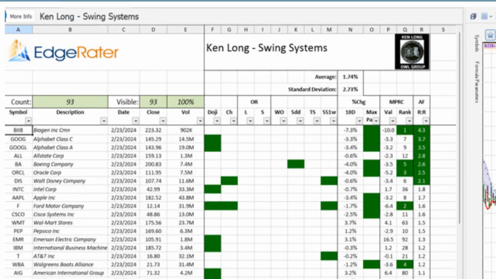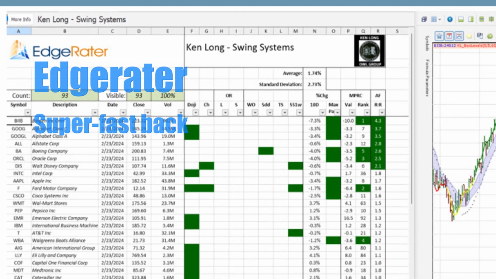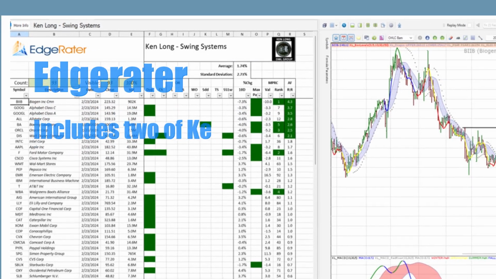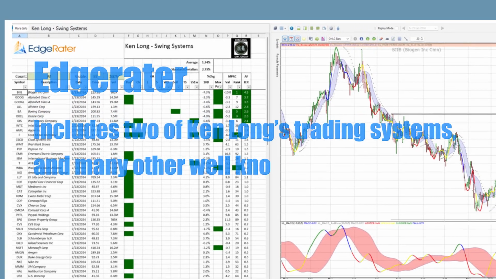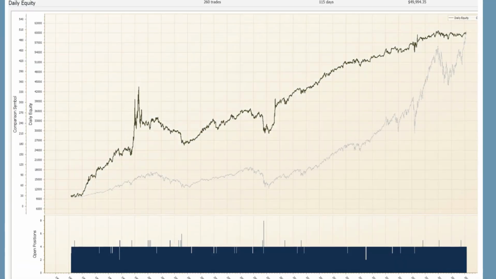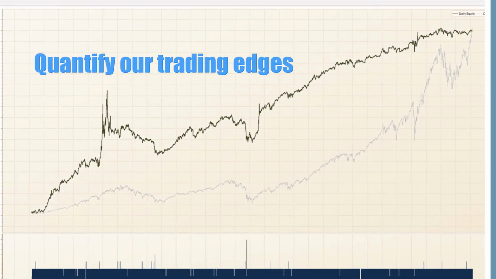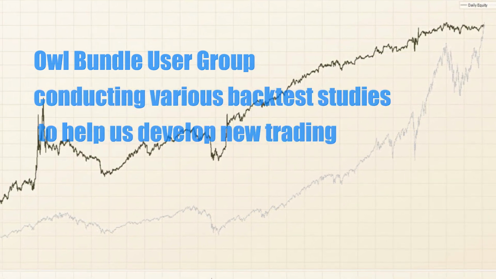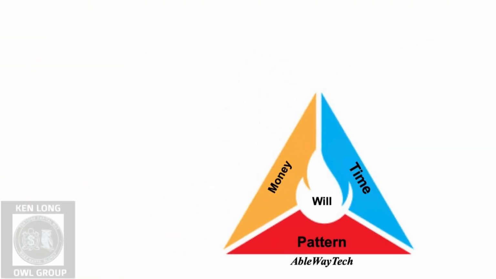We are also now in collaboration with EdgeRater, a super fast backtesting, scanning, and market analysis tool that includes 2 of Ken Long's trading systems, as well as many other well-known trading experts. Our backtesting with EdgeRater has allowed us to quantify our trading edges. In our OWL bundle user group, we are conducting various backtest studies to help us develop new trading systems.